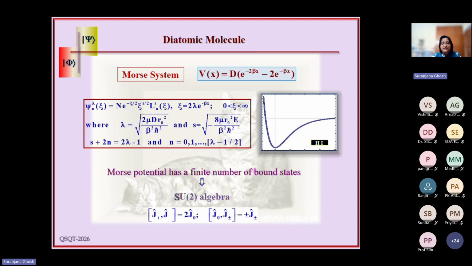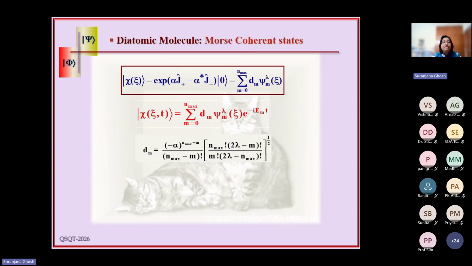And we have taken these HA molecules. These are the wave functions and parameter values. And it has a finite number of bound states. So the dynamical symmetry group is SU(2), and these are the corresponding generators. So using that, we have calculated this displacement operator coordinate state. And this is the time-dependent coordinate state. And this weighting factor comes from here. So it's very important because it actually decides the distribution.